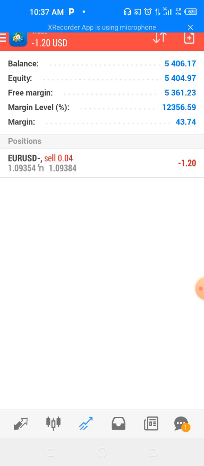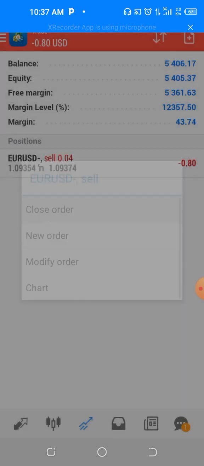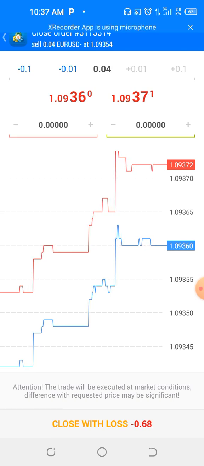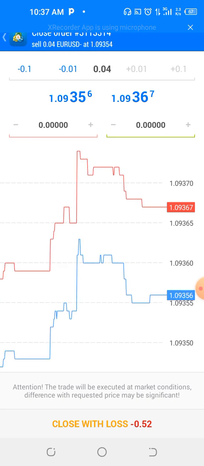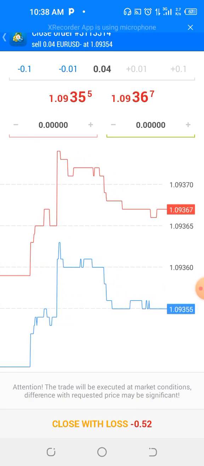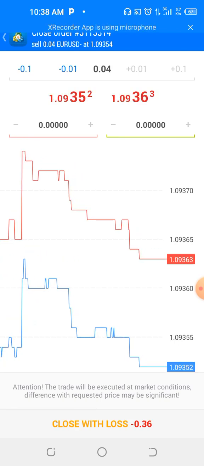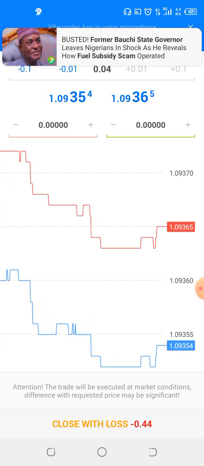We come to the trading window, and we click and hold on this trade we executed, this Euro USD order, and we click on close order. Now when you click on close order, it brings you a window that looks like where you entered the trade before, and up here you will also see the lot size of this trade. Down here you see close with loss of. If it is in profit, it will tell you close with profit of the amount.